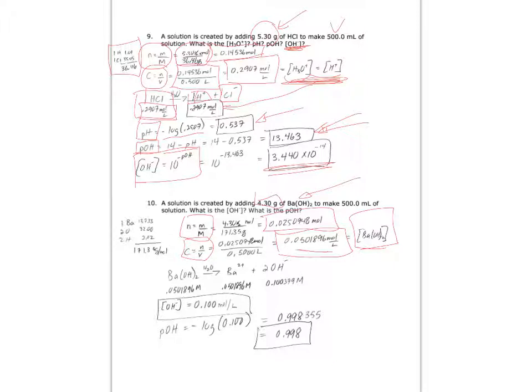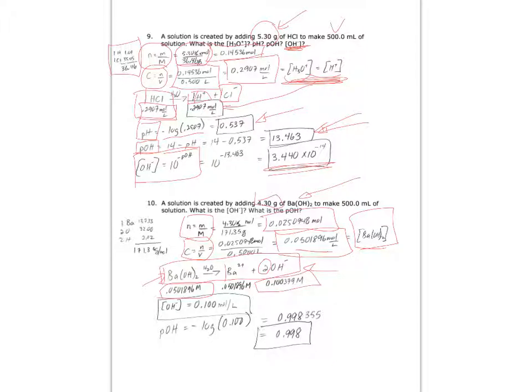Now, when I'm figuring out the concentration, this is the concentration of the whole barium hydroxide. But when you dissociate barium hydroxide in water, if you have 1 mole of barium hydroxide, it gives you 1 mole of barium ions, but it gives you 2 moles of hydroxide ions. So the concentration of hydroxide ions will be double that of the original one.